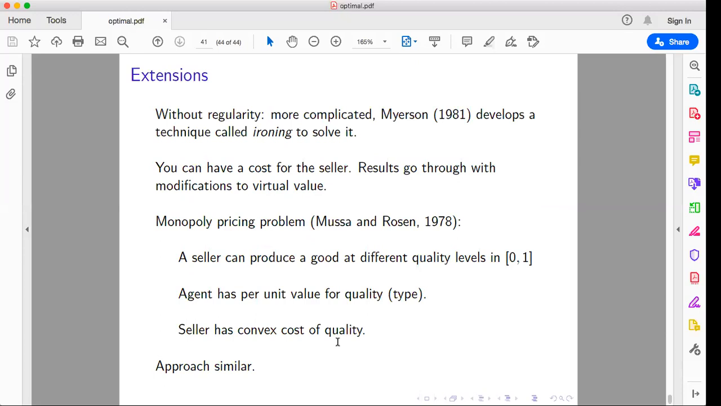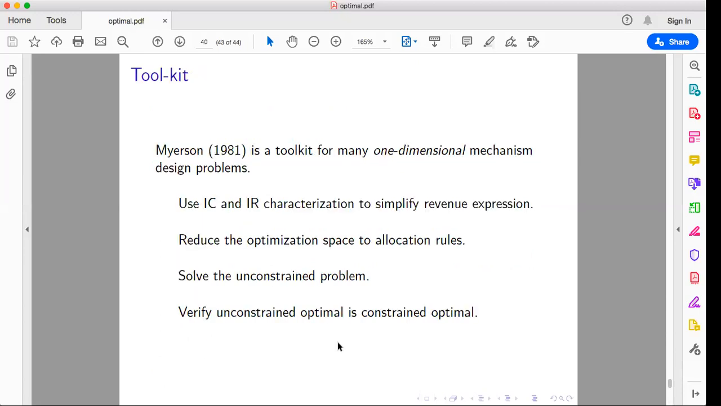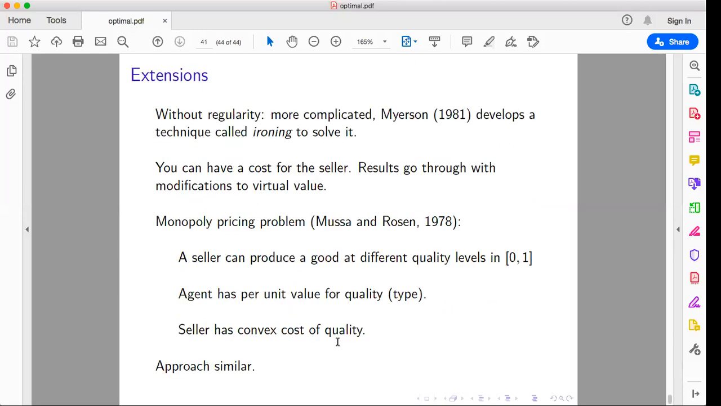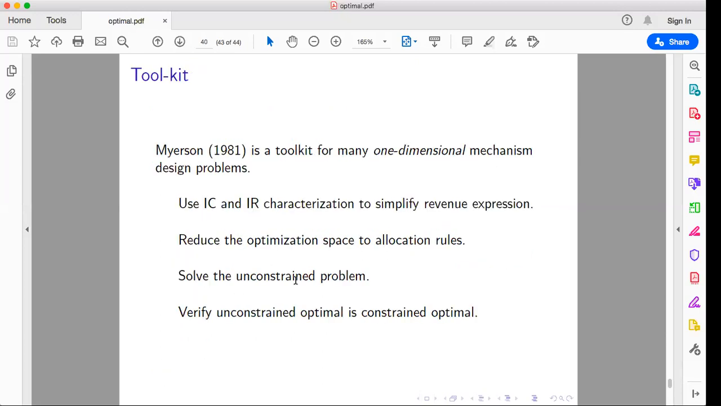Okay, so in the notes I have this extension for the one buyer and one seller case, which is a monopoly pricing problem. You should read it on your own. I'm not going to cover it in the lectures, but next time what I'm going to tell you is a very stark result that we will get if we allow for correlated types, if the type distribution is no longer independent but correlated.